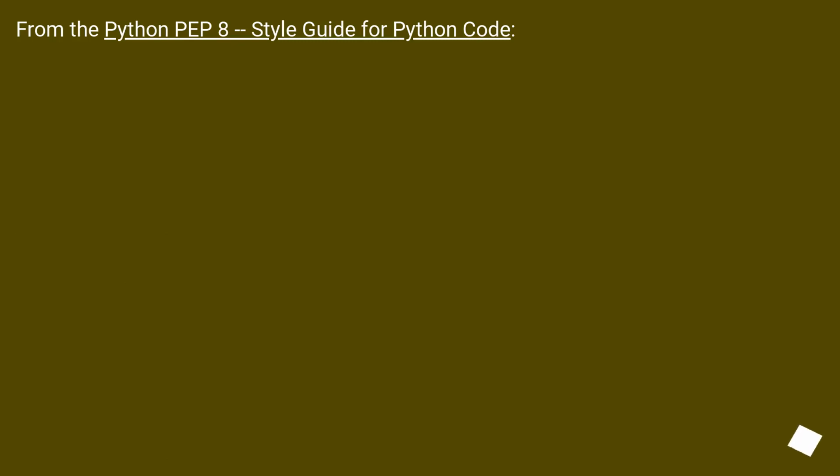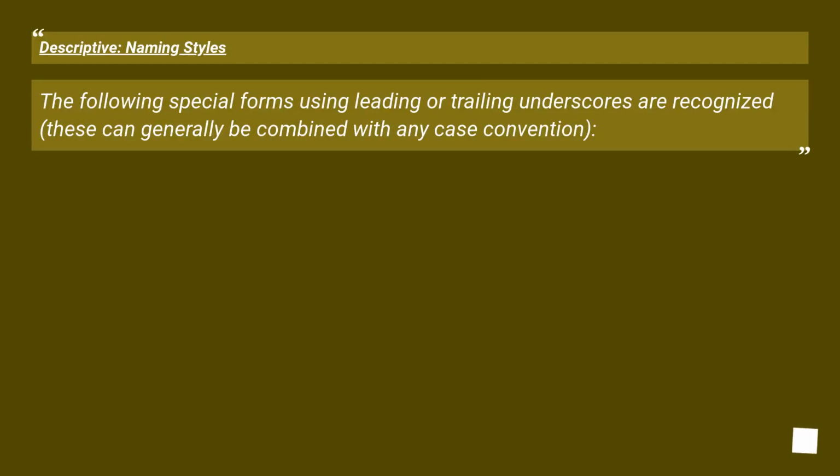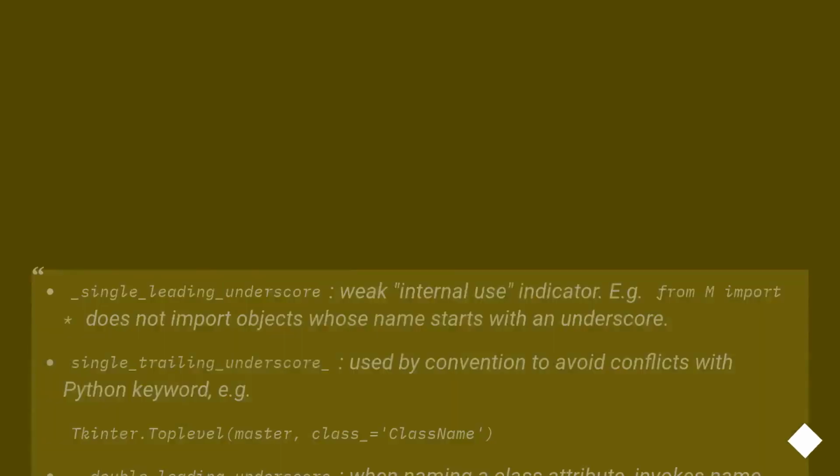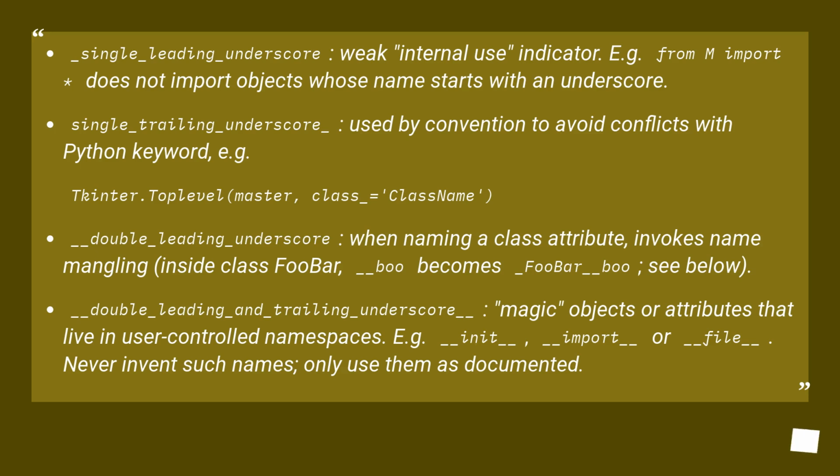From the Python PEP 8 Style Guide for Python Code. Descriptive naming styles. The following special forms using leading or trailing underscores are recognized. These can generally be combined with any case convention. _single_leading_underscore: weak internal use indicator. For example, from M import * does not import objects whose name starts with an underscore.